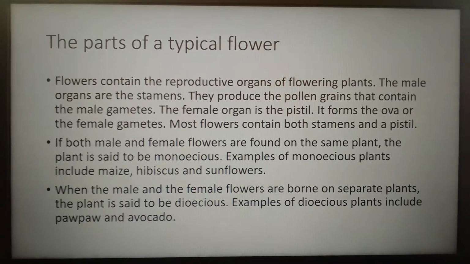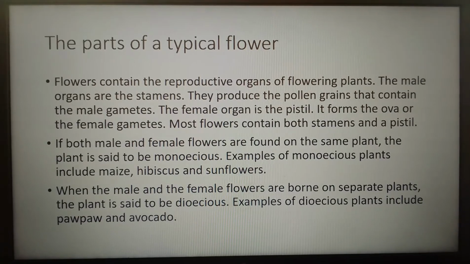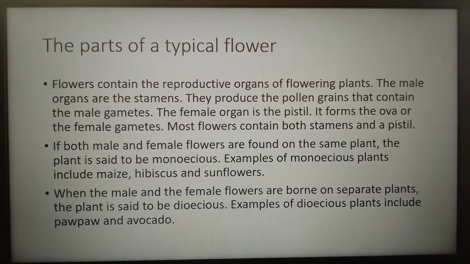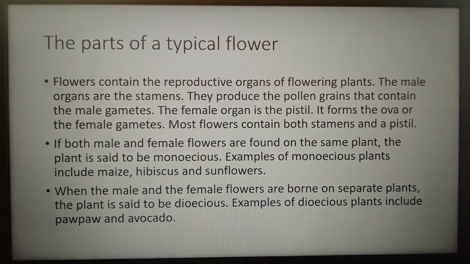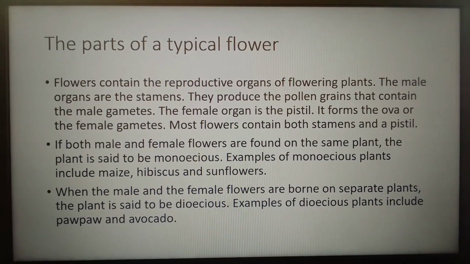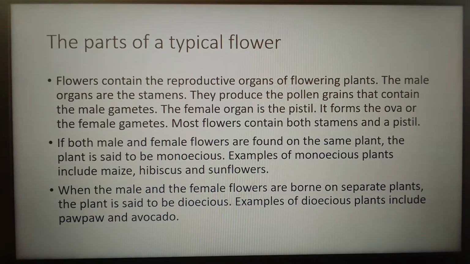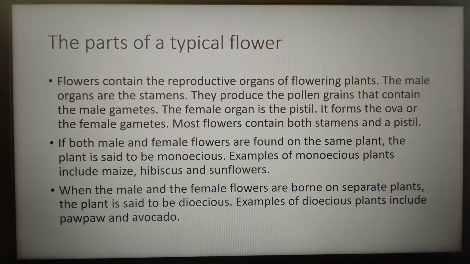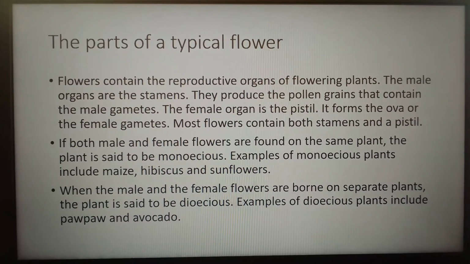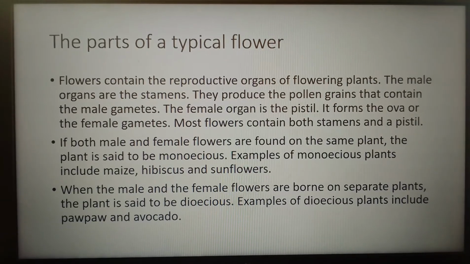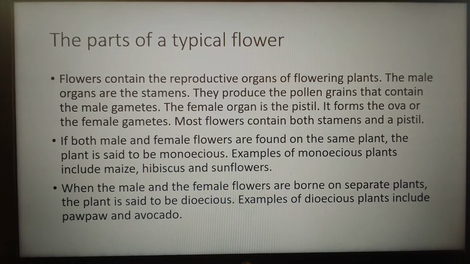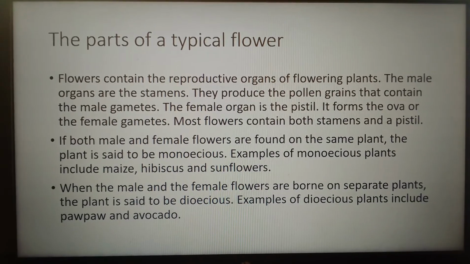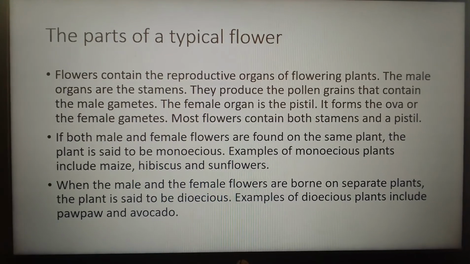Flowers contain the reproductive organs of flowering plants. The male organs are the stamens. They produce pollen grains that contain the male gametes. We also have the female organs in the pistil. It forms the ova or the female gametes. Most flowers contain both stamens and pistil.